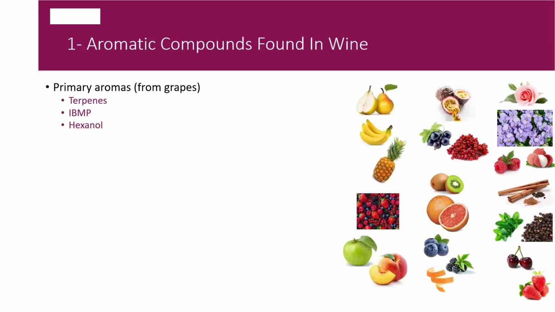And then we have the hexanols. They are C6 alcohols. They are associated with unripe or herbaceous characteristics, such as green apple, herbal, or grassy notes.